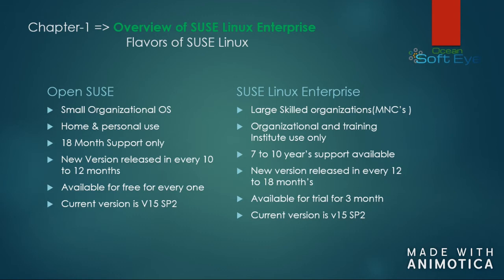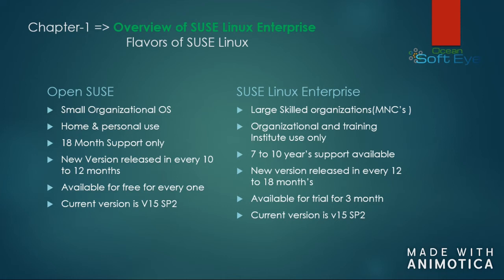There are two types of SUSE Linux available in the market. The first one is openSUSE and the second one is SUSE Linux Enterprise. The basic difference between these two is that openSUSE is available for everyone, and SUSE Linux Enterprise is only available for trial. SUSE Linux Enterprise is used by large-scale organizations like MNCs, and openSUSE is basically used by small organizations, or you can say home and personal use.